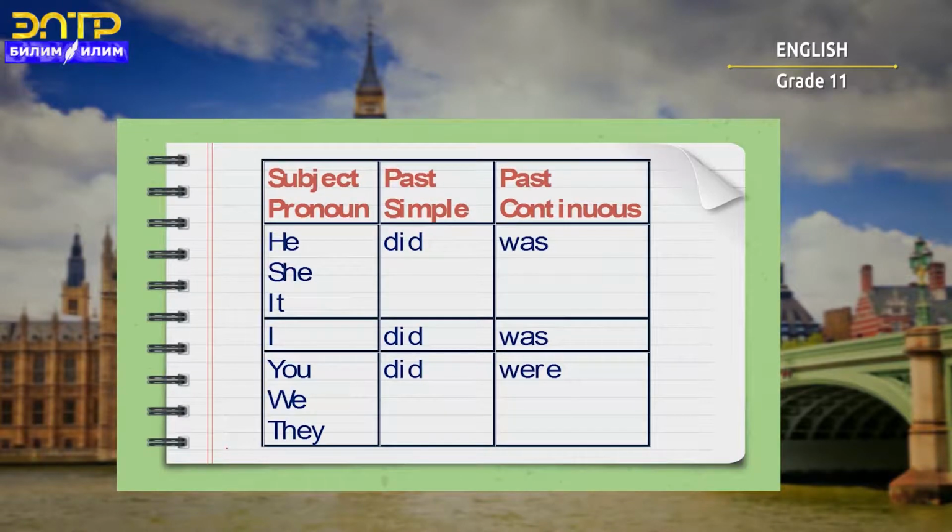What about past simple? Look here. In the past simple, the helping verb is the same. We use did with all pronouns. What about past continuous? In the past continuous, we use was for he, she, it, and I, and were for you, we, they. In this part, we will discuss how to use neither to agree.